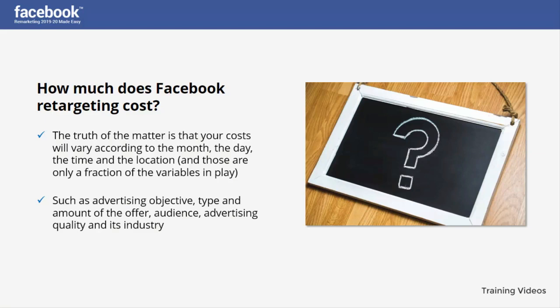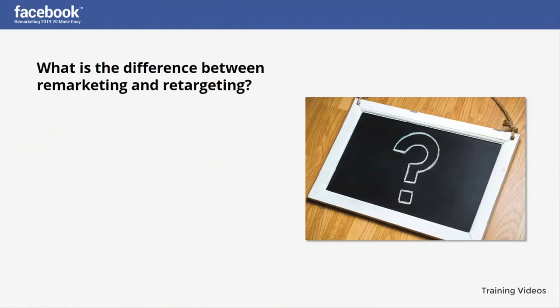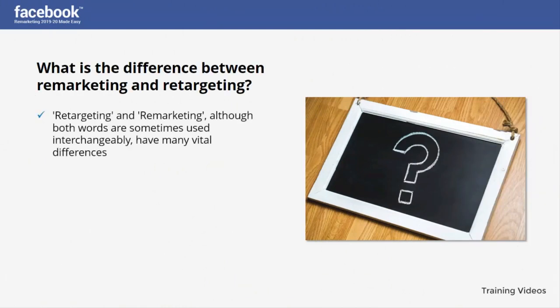This cost is determined in different ways, such as cost per click and cost per thousand, etc. What is the difference between remarketing and retargeting? Retargeting and remarketing, although both words are sometimes used interchangeably, have many vital differences. For both, the main difference is in the strategy.